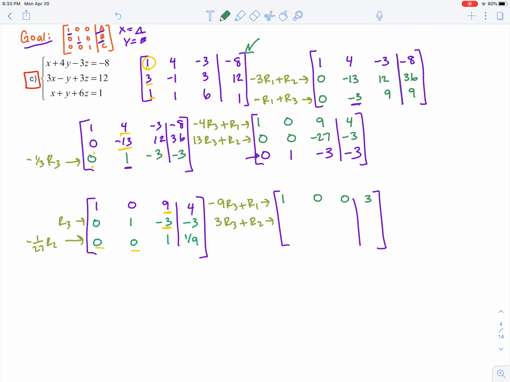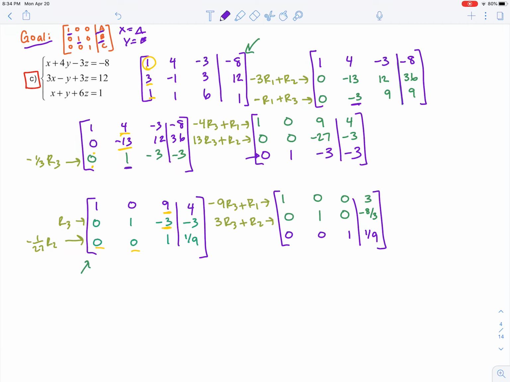Great. All right, now we're doing 3 R3 plus R2. So I'm looking at the previous matrix when I'm doing this. So 3 times 0 plus 0. 3 times 0 plus 1. 3 times 1 plus -3 is 0. 3 times 1/9 is 1/3. Right, 3/9, yeah, 1/3 plus -3. So -9/3, so -8/3. Okay, and then of course we left row 3 alone. 0, 0, 1, 1/9. So here I'm seeing a 1 in the diagonals and zeros everywhere else.